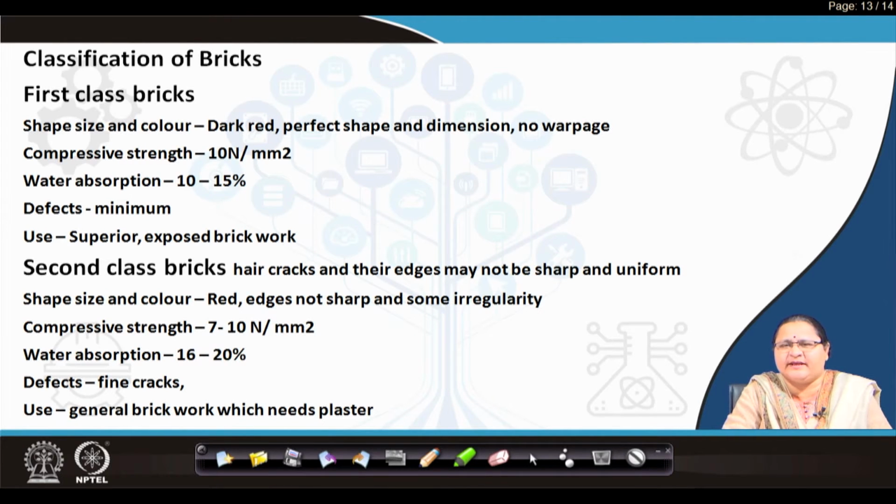A first class brick, which is the best of the lot from the furnace, has a perfect shape and size. So, there is no warpage. As I have already told, warpage is the bending. A surface which needs to be flat may become concave or convex. And the compressive strength of a first class brick is the maximum, that is 10 Newton per millimeter square, and it has quite low absorption of water, that is 10 to 15%.